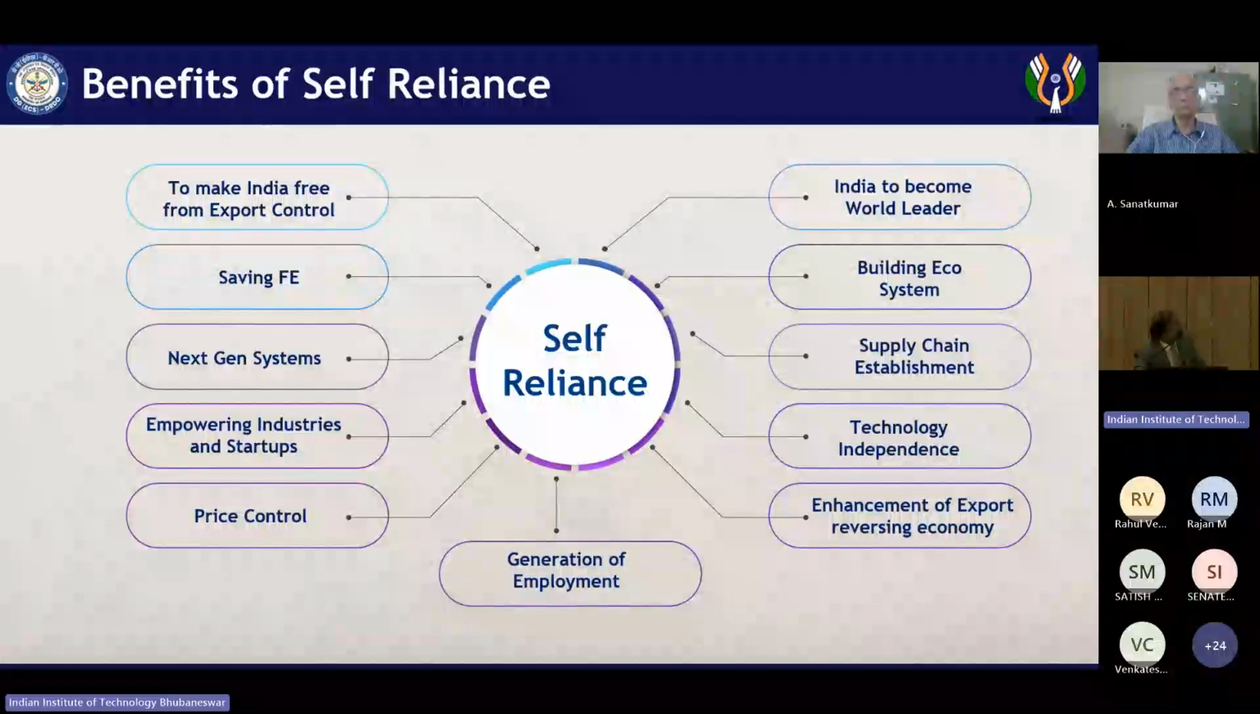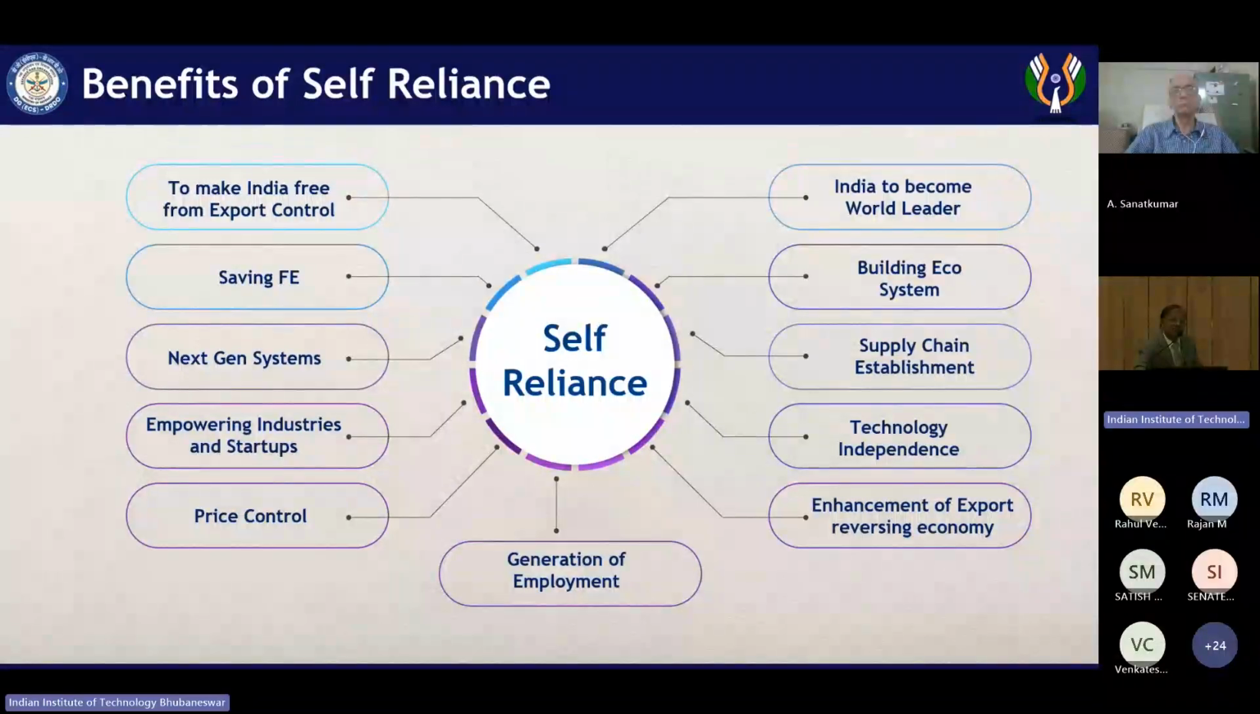And the most important thing, you can enhance the export. Today we made BrahMos, we made Akash, we made anti-drone systems. All the world is after us to take those systems. I had a very important quote from none other than the United States.